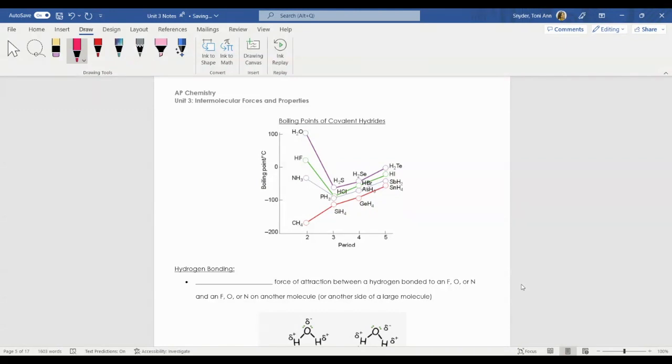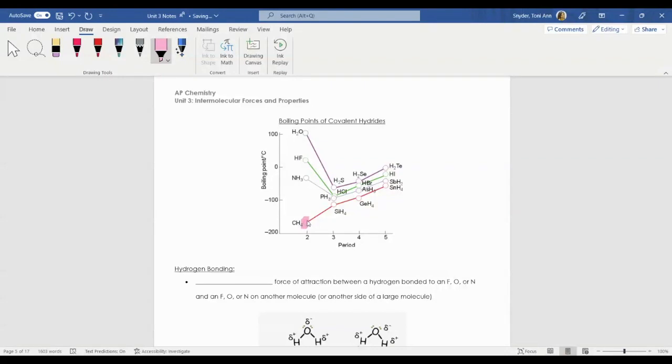What I want to look at, though, is just a graph of a whole bunch of different covalent hydrides. So in this example, we have a whole bunch of those P block elements that are combined with hydrogen. And we could see some really nice trends that are happening here if we look really, really closely. Let's start out here at the bottom, because I think it's the easiest to point this one out.